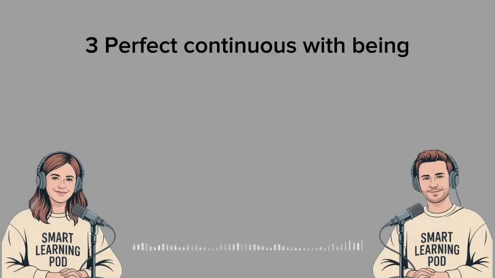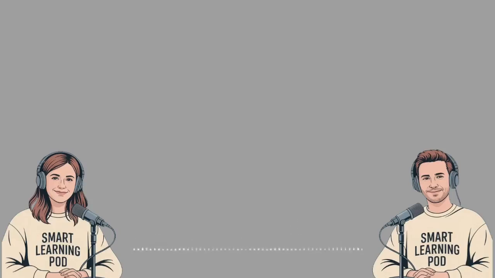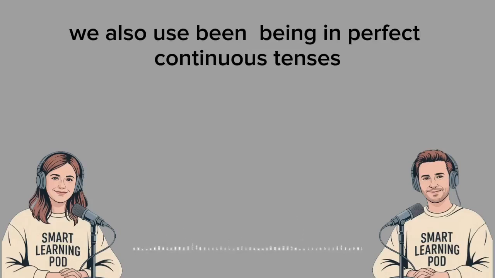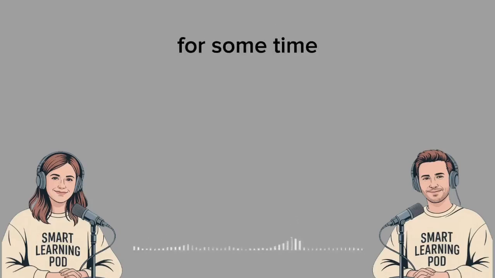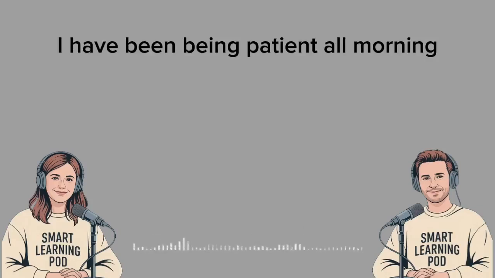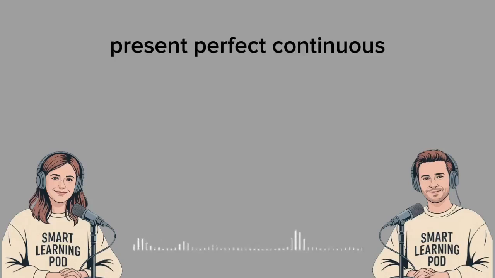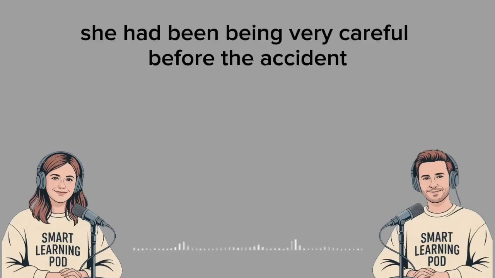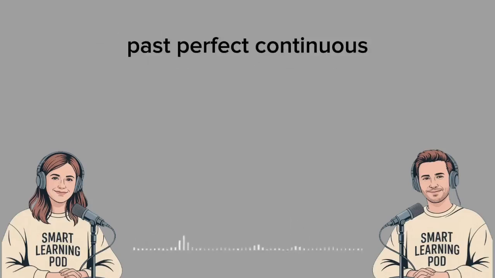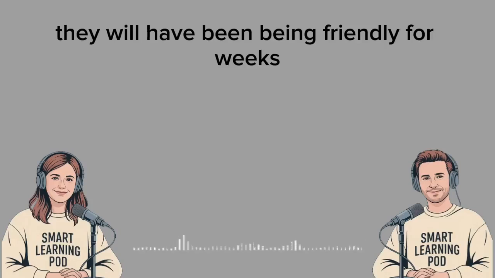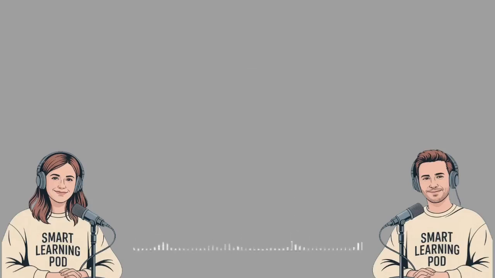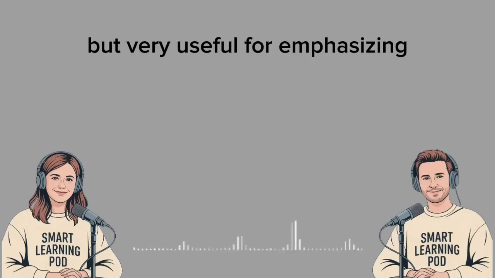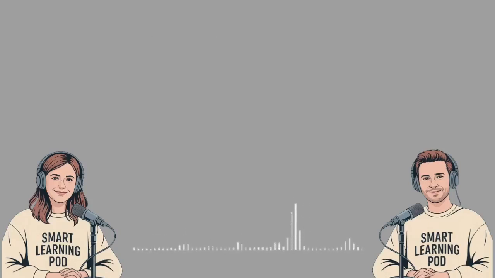3. Perfect continuous with being. We also use been being in perfect continuous tenses. It shows a state that started in the past and continued for some time. Examples. I have been being patient all morning. Present perfect continuous. She had been being very careful before the accident. Past perfect continuous. They will have been being friendly for weeks. Future perfect continuous. This form is less common but very useful for emphasizing duration of an ongoing state.